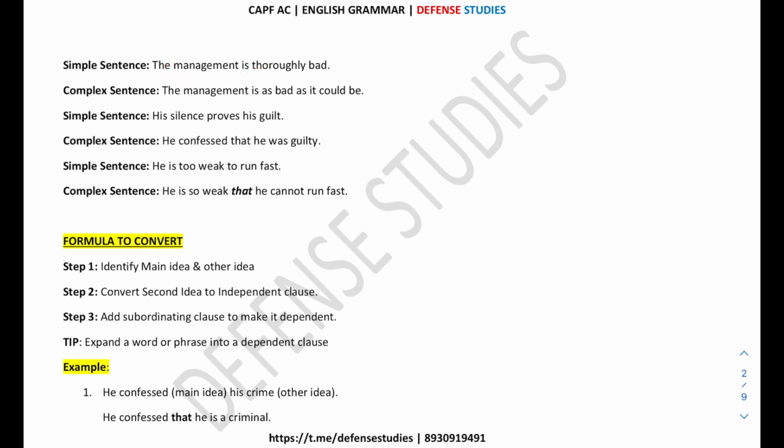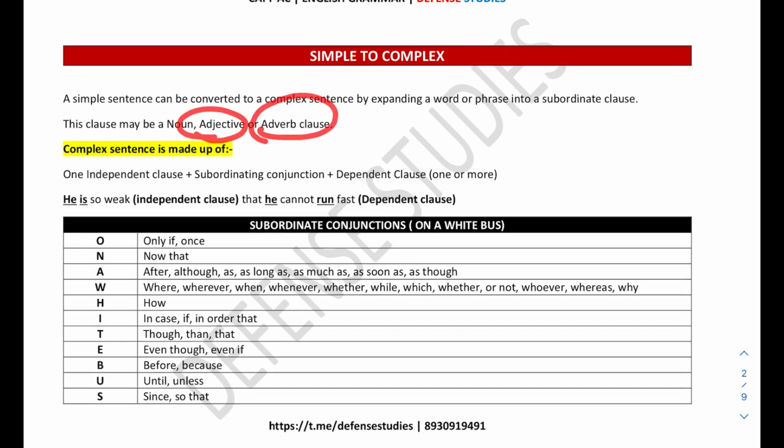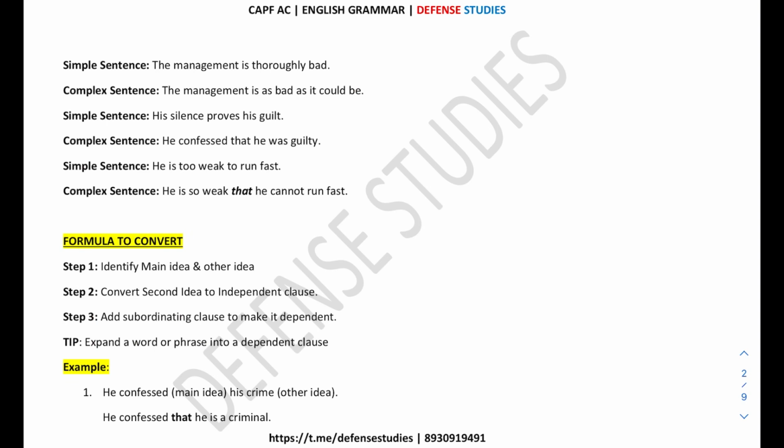So how can we convert this simple sentence into a complex sentence? We can convert it by three means. We can convert the second idea with the help of a noun clause, an adjective clause, or an adverb clause. Look at this: The management is as bad as it could be. So you need to understand the formula to convert a simple sentence into a complex sentence. These are the three steps you need to follow.